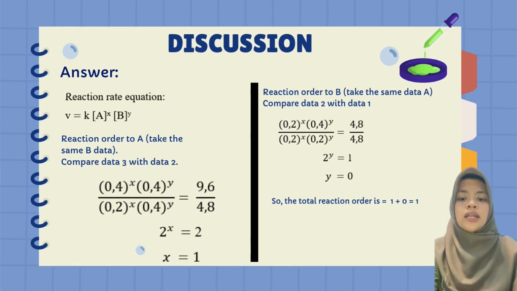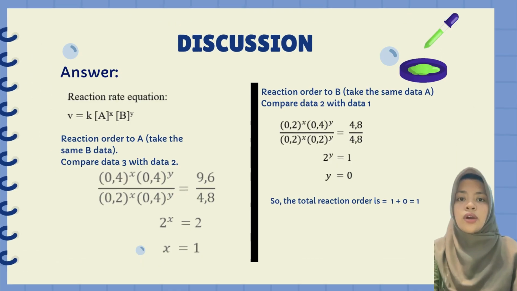We compare trials 1 and 2. A is constant, B changes, rate stays the same, so the order of B is 0. We compare trials 2 and 3. B is constant, A doubles, and the rate also doubles, so the order of A is 1. Total reaction order is 1.